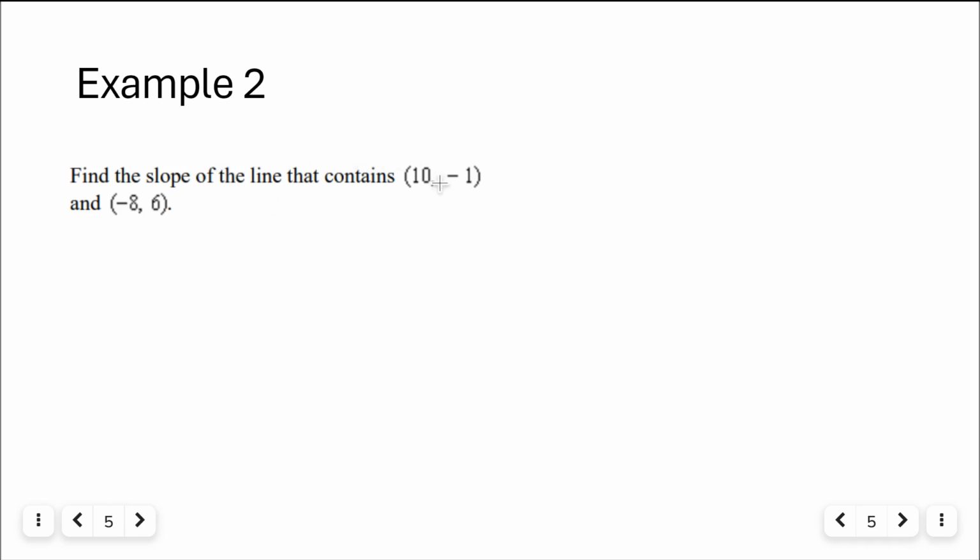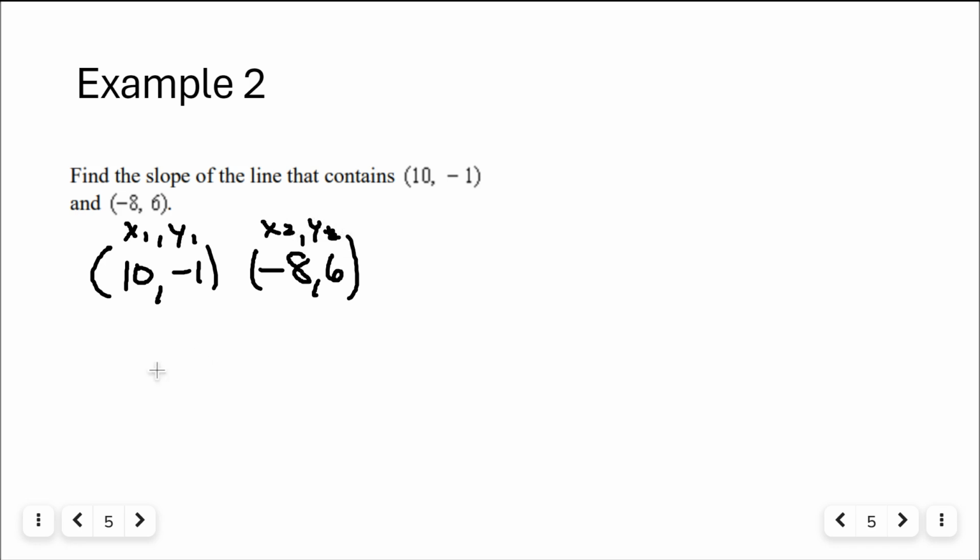So let's find the slope of the line that contains the 2 points (10, -1) and (-8, 6). Now you could graph both of these points on a coordinate plane or a piece of graph paper and then do rise over run or delta y over delta x and count the boxes to figure out what the slope is. But obviously, if the numbers start to get too big, then nobody wants to sit there and put all these points on a graph paper and then count. So if we take these points and remember we labeled them x1, y1, x2, y2, my slope would be y2 minus y1 over x2 minus x1.